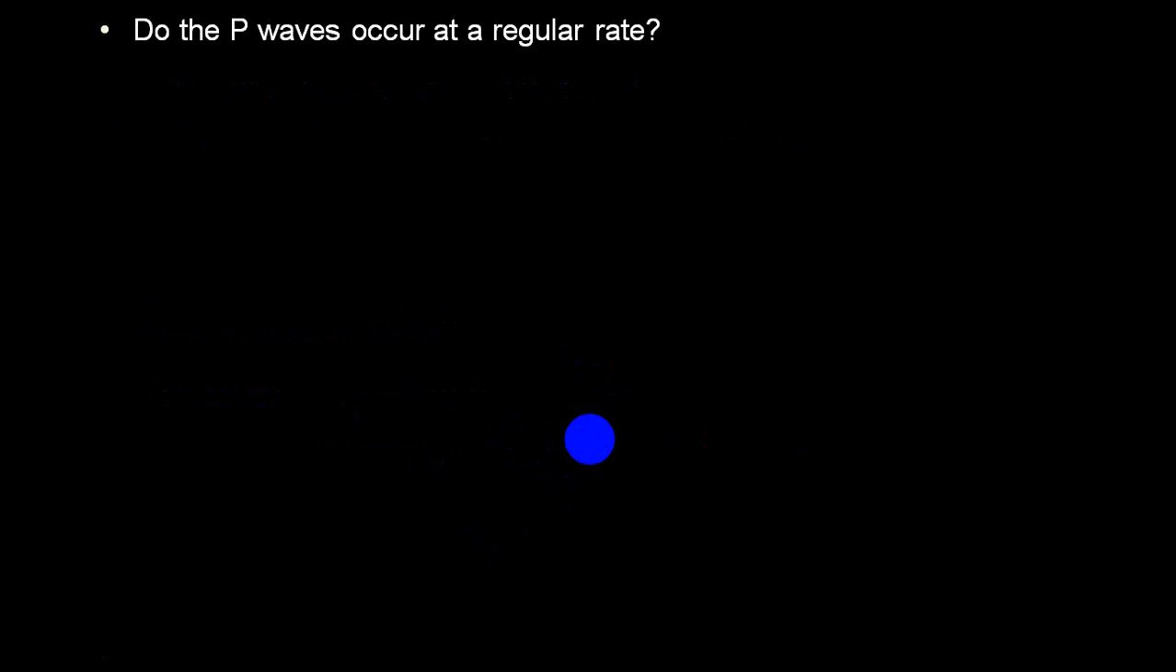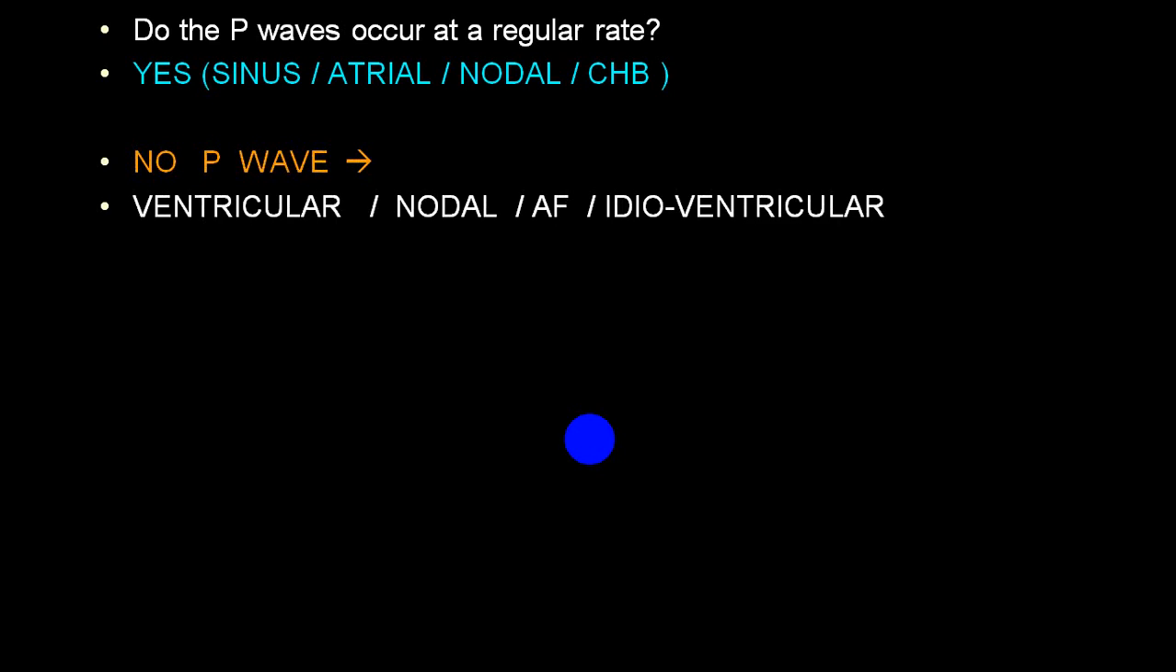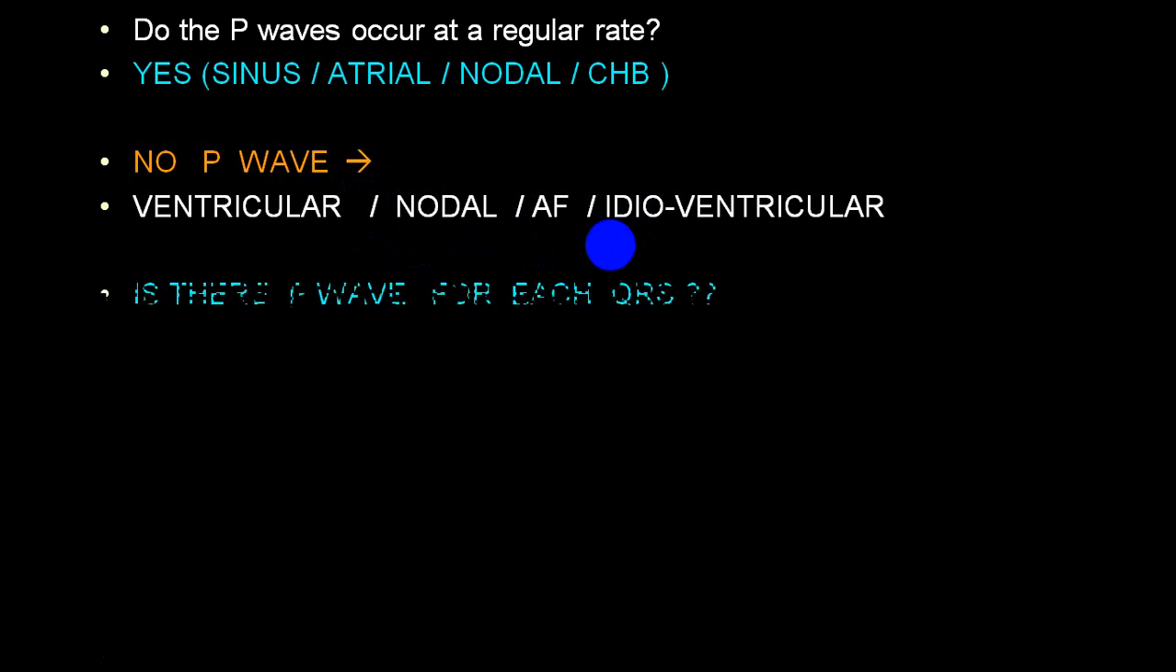Then, do P waves occur at a regular rate? If the answer is yes, more in favor of sinus, atrial, junctional, or complete heart block. If the answer is no, it is in favor of a ventricular rhythm. Usually in a ventricular rhythm, P waves are not present, so we cannot identify. It can happen in a nodal rhythm because P waves are absent. So you cannot again identify whether it is regular or irregular. In atrial fibrillation also there are no P waves. And in idioventricular rhythm also there are no P waves. So we cannot identify whether the P wave rate is regular or not.